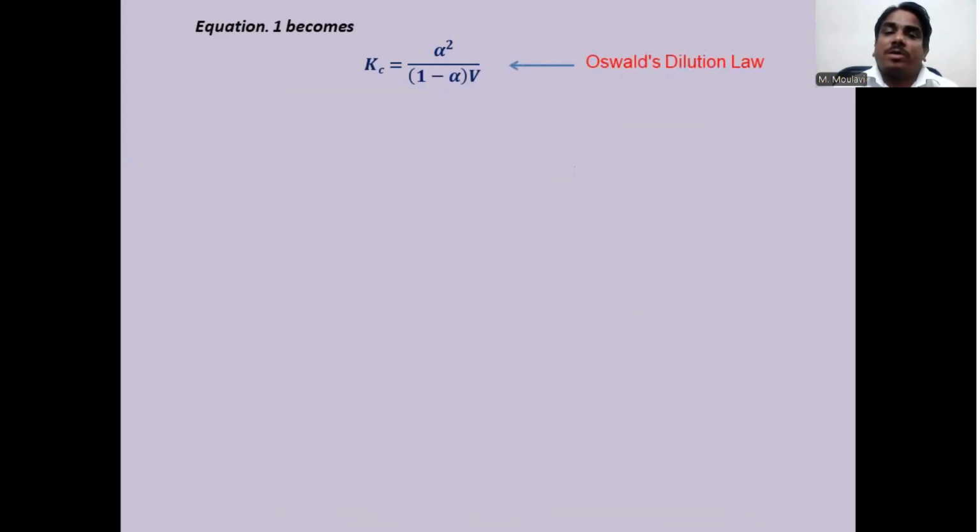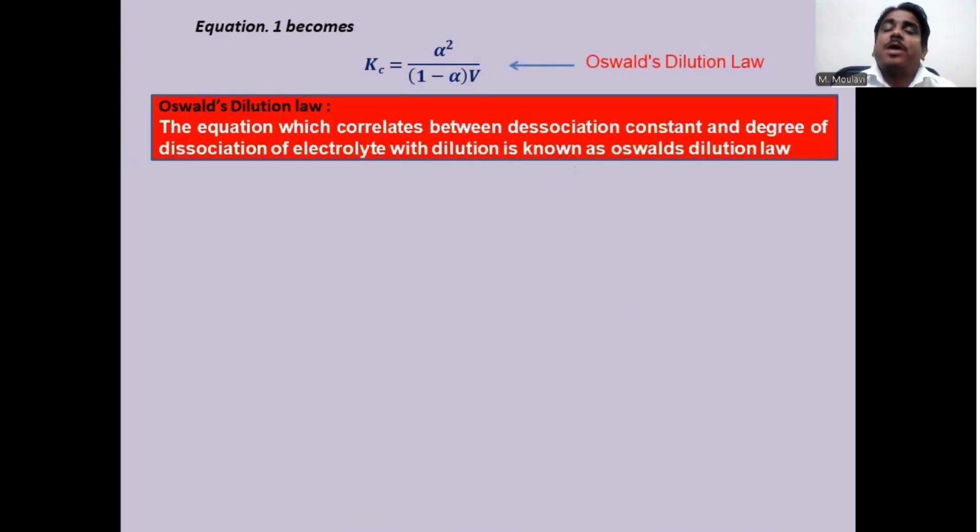This equation is known as the Ostwald dilution law. The Ostwald dilution law shows the relationship between the degree of dissociation and the dissociation constant. The equation which shows the correlation between the degree of dissociation and the dissociation constant with the dilution is known as the Ostwald dilution law. So this is the equation for Ostwald's dilution law.